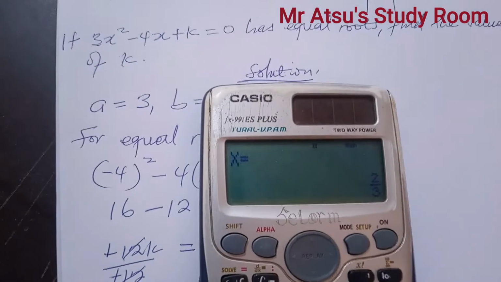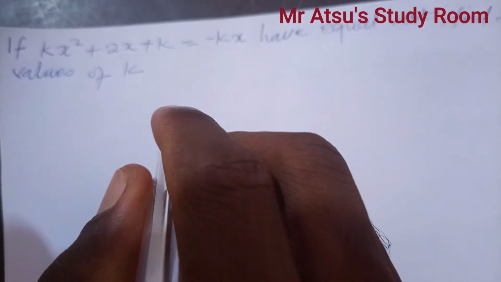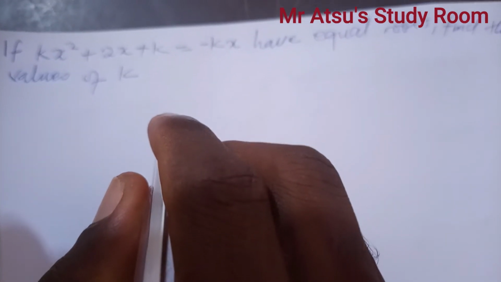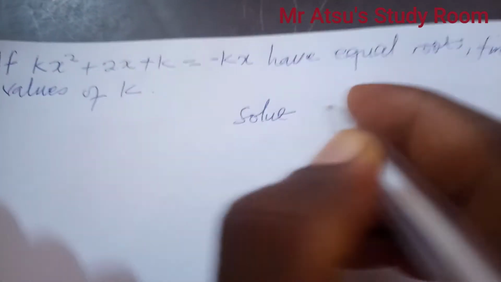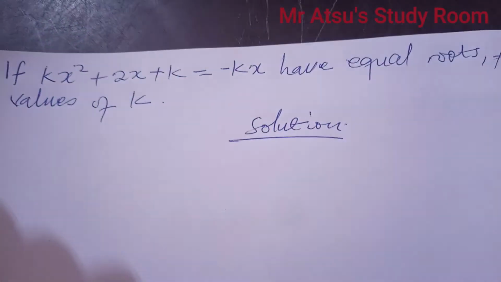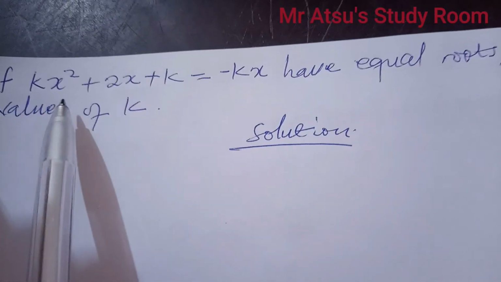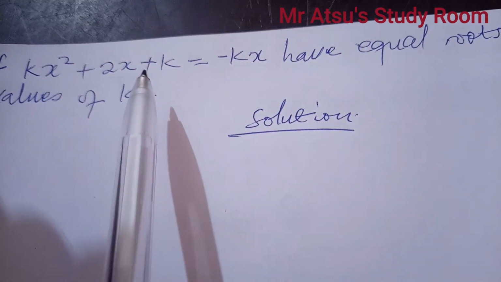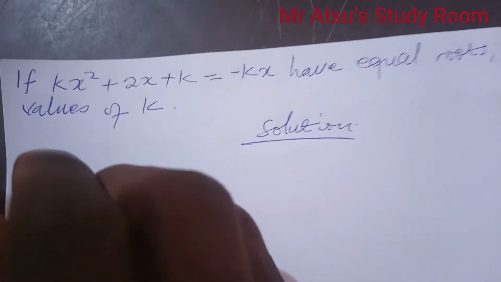Let's take another example. In the second example, if kx squared plus 2x plus k equals -kx have equal roots, find the values of k. Here we have to even rearrange this one so that we'll have x squared terms, x term, and then a term that has no x in it. Let me just rewrite that quickly.